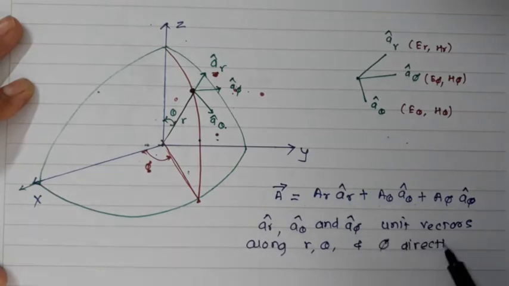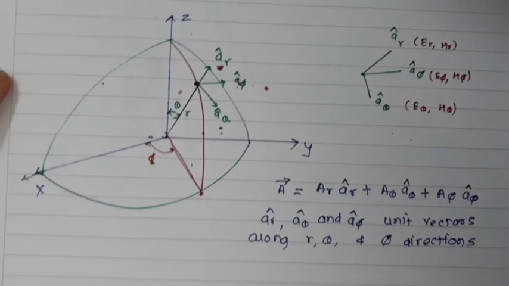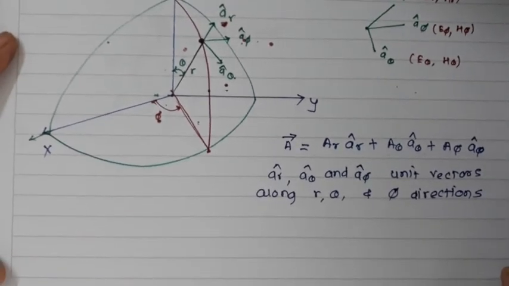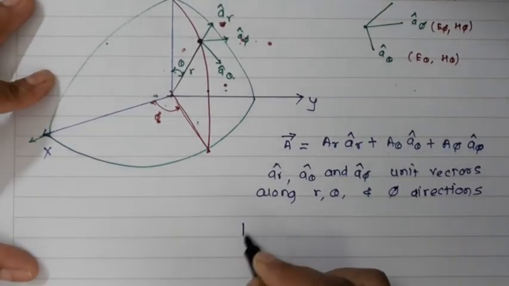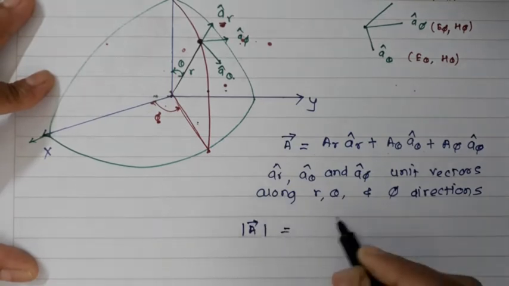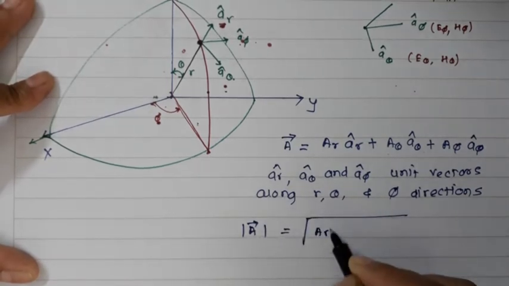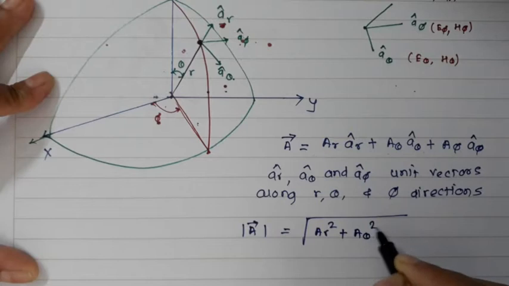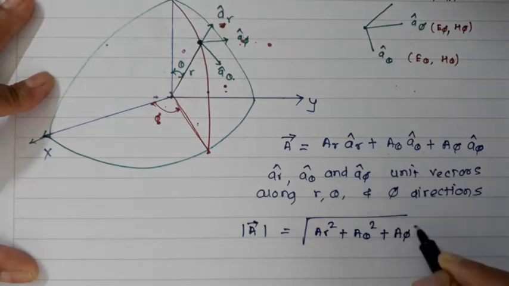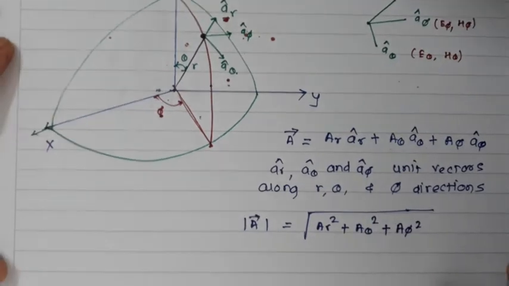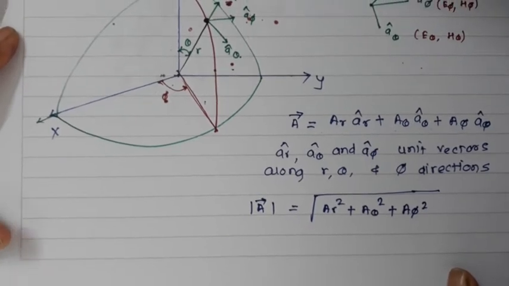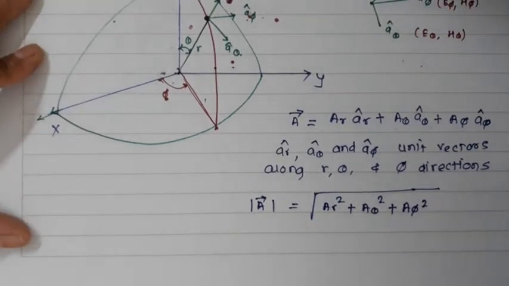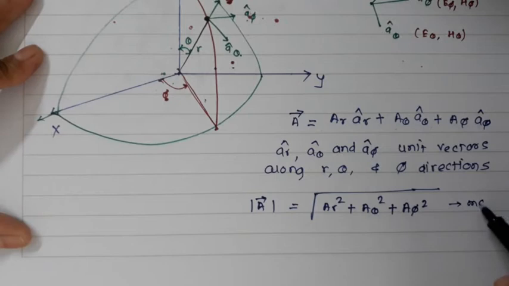So if I am talking about the magnitude of this particular vector A, how are we going to find out the magnitude? This will be the square root of A_r squared plus A_theta squared plus A_phi squared. So this is the magnitude of the vector.